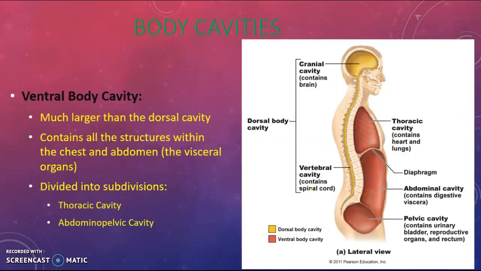So the ventral body cavity is much larger than the dorsal body cavity. It contains all of the organs that are in your chest and your abdomen. The two big body cavities it divides into are your thoracic cavity and the abdominopelvic cavity.